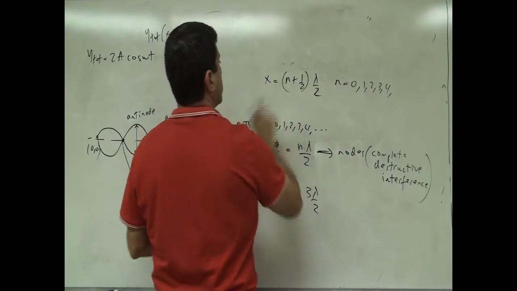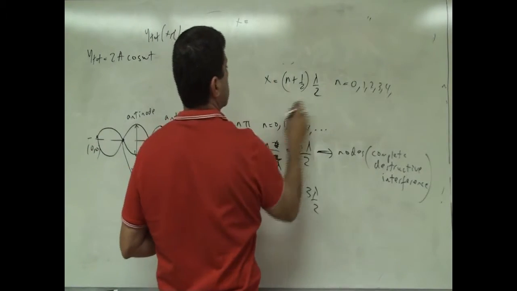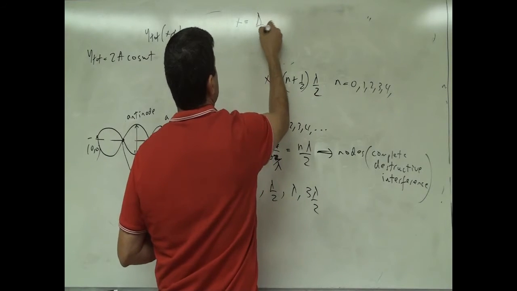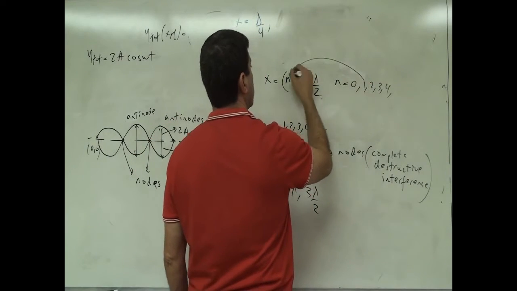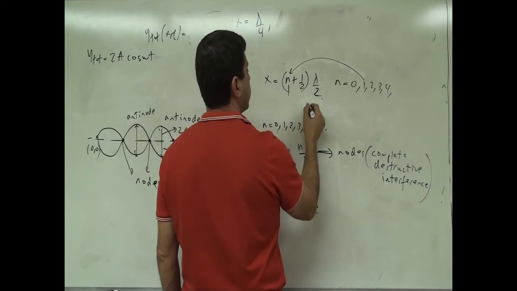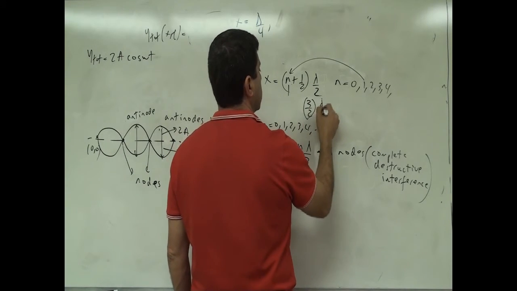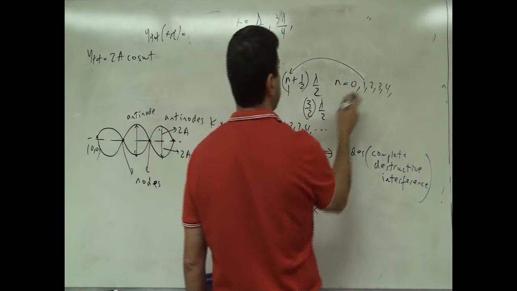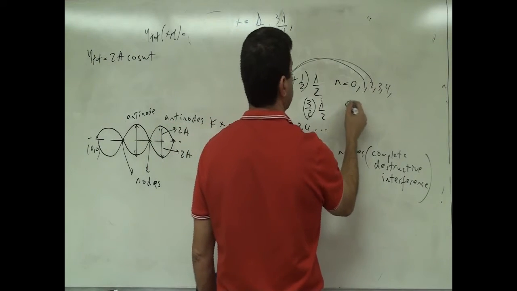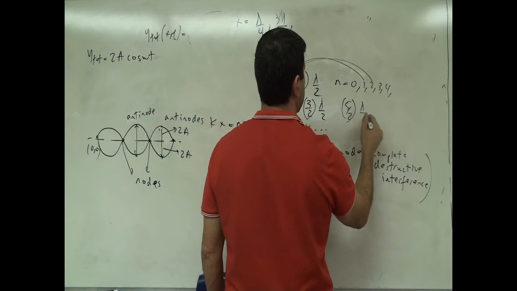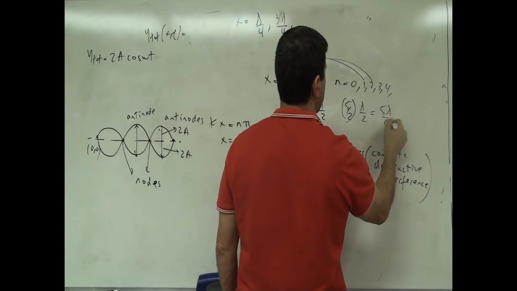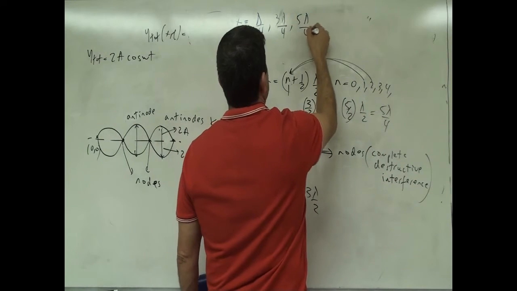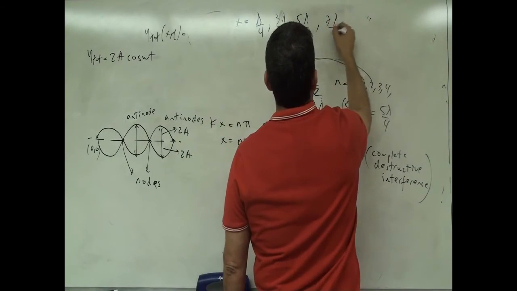If you put here n is equal to 0, you're going to get lambda over 4. Next, I'm going to put n equals 1 in here. 1 plus a half, that's going to be 3 halves times lambda over 2, so 3 lambda over 4. Right? And then if you put n equals 2, you're going to get 5 halves times lambda over 2. You're going to get 5 lambda over 4. So 5 lambda over 4, 7 lambda over 4.